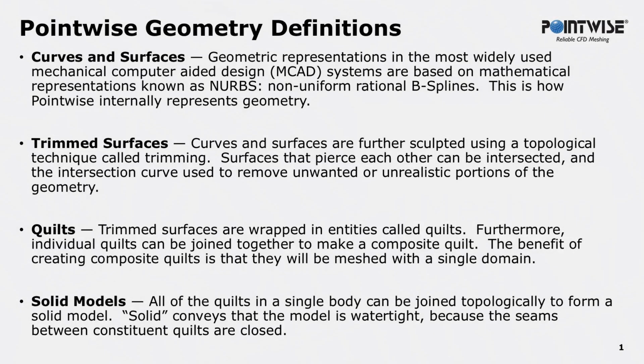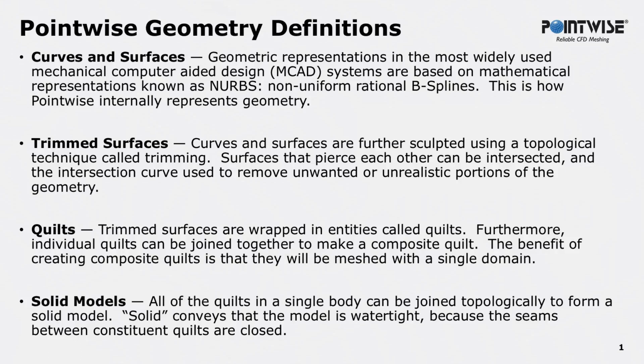To start, let's first define some terms used within Pointwise to help clarify how Pointwise handles CAD. Pointwise internally represents curves and surfaces as non-uniform rational B-splines, or NURBs. Additional information about the topology of these NURBs is also included using a technique called trimming. Trimming can be used to remove unwanted geometry from two surfaces that pierce one another via their intersection curves. In Pointwise, trimmed surfaces are wrapped in database entities called quilts.